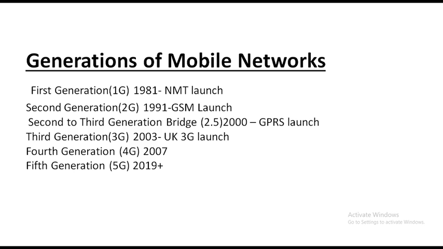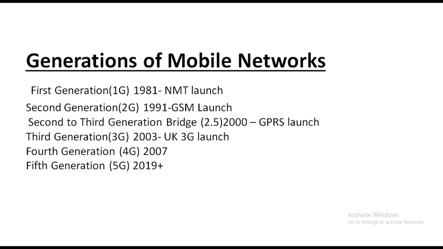And next one is generations of mobile networks. How many generations are there? Totally 5 generations are there. Each and every generation used a single technology to establish the communication between the people. First generation, this is called 1G, from 1981 to 1990. And second generation 2G, 1991 to 1999. And the 2.5G is there.